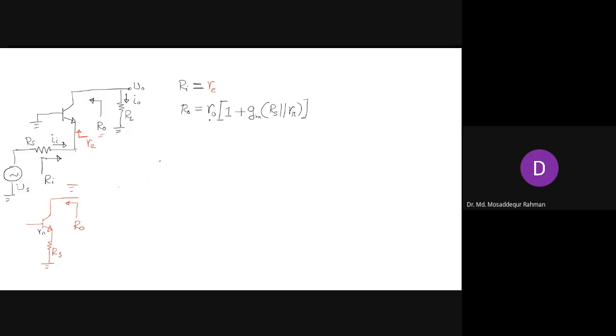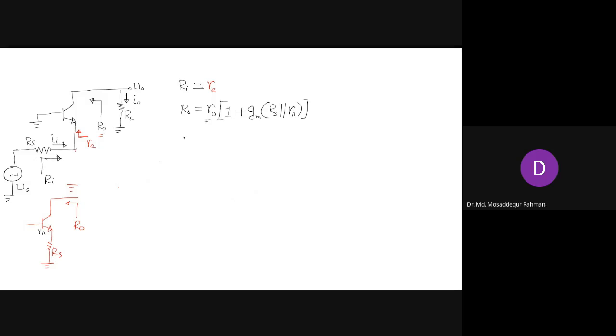We have R naught, the resistance between collector and emitter, looking from the output side. This R naught gets multiplied by the factor 1 plus gm times Rs in parallel with r pi. Whatever resistance is here, that is in parallel with r pi. So that is our output resistance, and we get a very high output resistance because R naught is already high, and getting multiplied by this factor makes it very high. So we have determined also the output resistance.